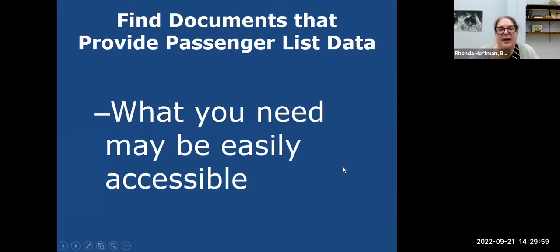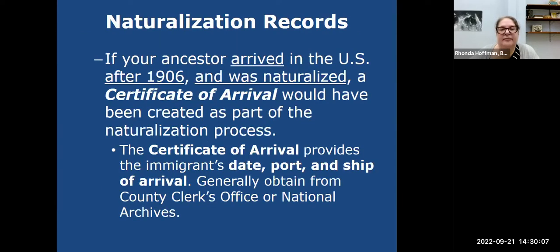So now you want to think about finding documents that provide passenger list data. What you need might be easily accessible. If your ancestor arrived in the US after 1906 and was naturalized, something called the Certificate of Arrival would have been created as part of the naturalization process. That certificate provides the immigrant's date, port, and ship of arrival. Generally, you would obtain naturalization records from a county clerk's office, like Erie County Hall if you're from Erie County, or the National Archives.